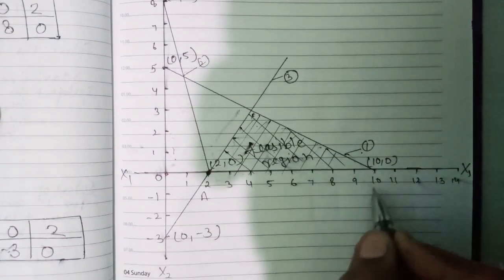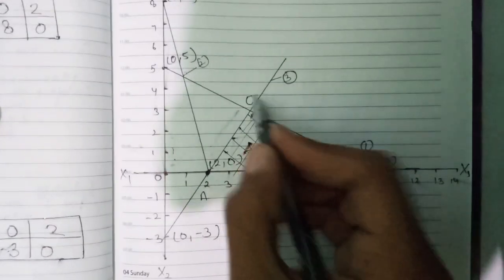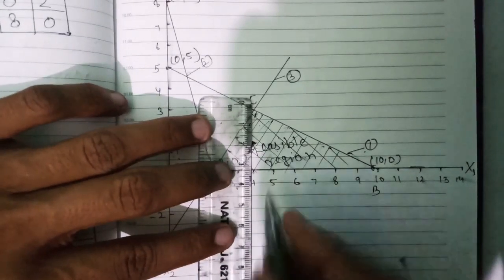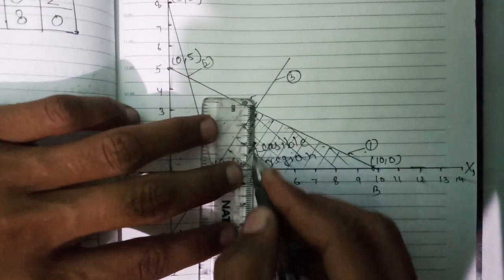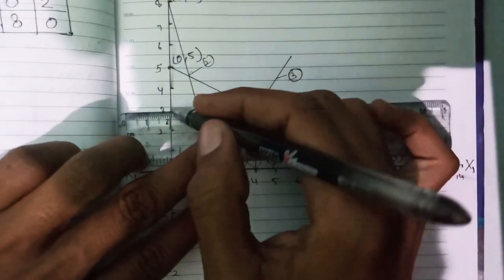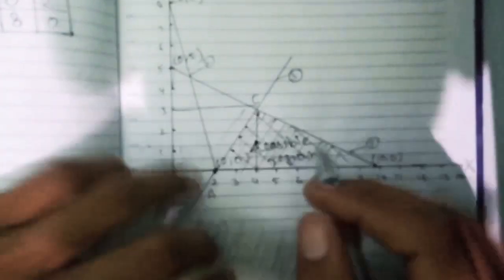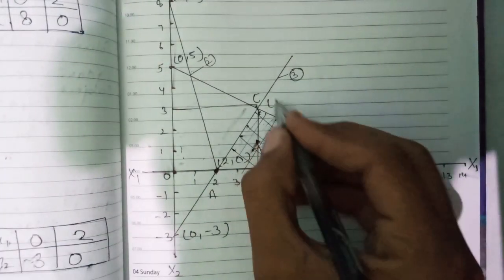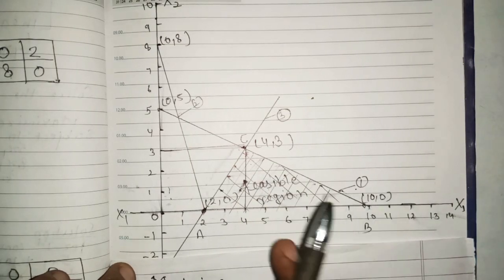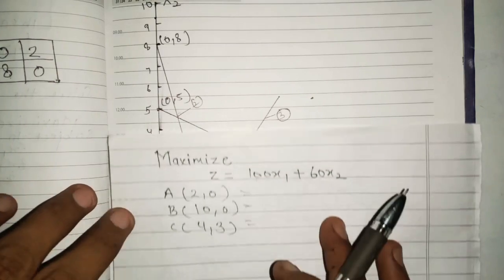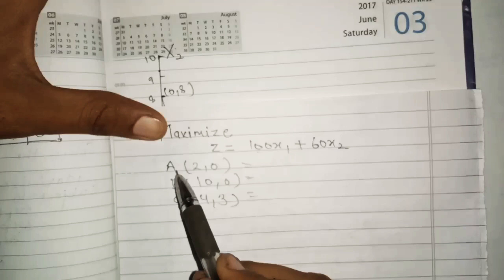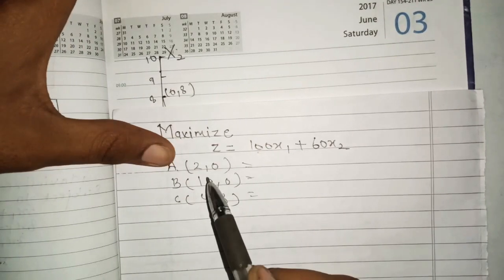So now we have three corner points, first, second and third. First is A, second is B and the third is C. To find the value of C, match the points. This is 4 and this is matched with 3. So this is our point 4, 3. So there are three corner points, and we put these corner points in our objective function to find the optimal solution of this problem. A, B, C are the three corner points and these are the values.